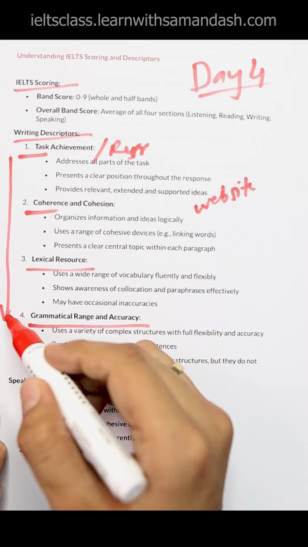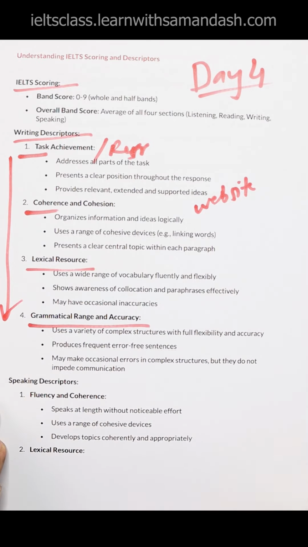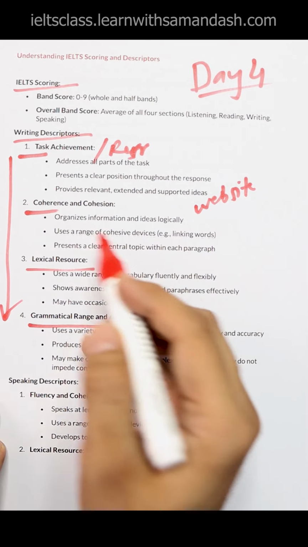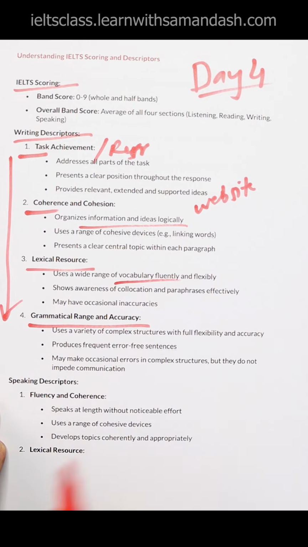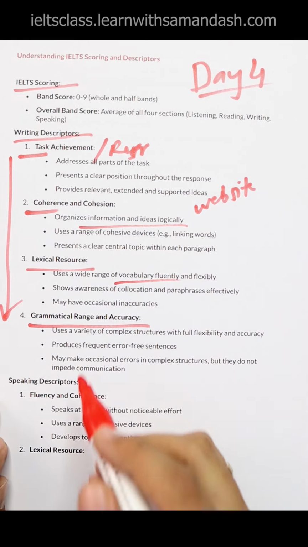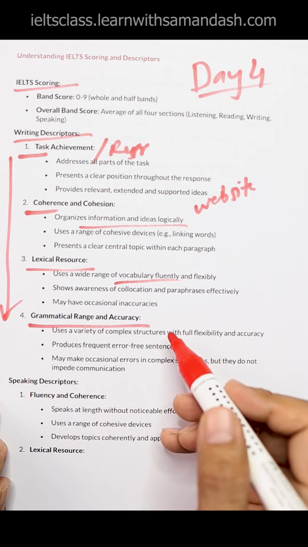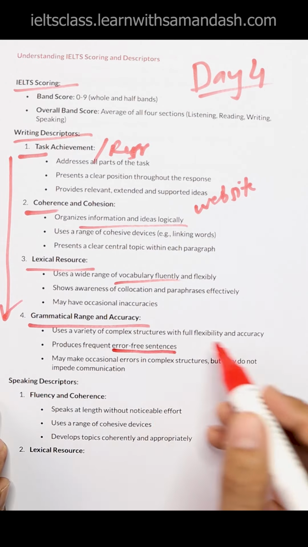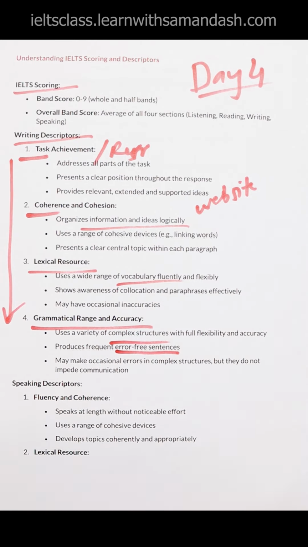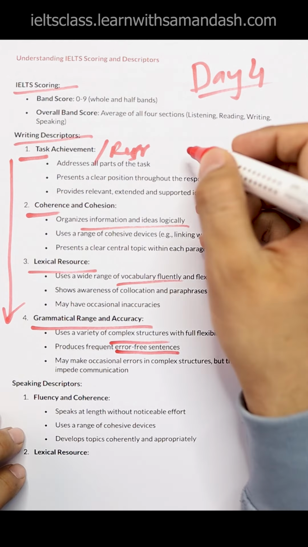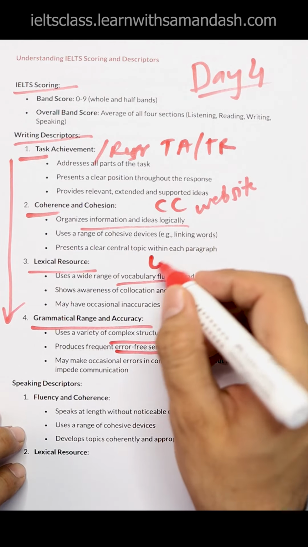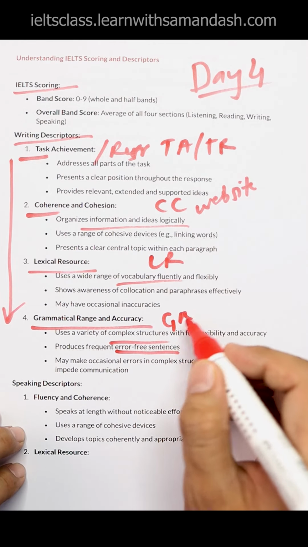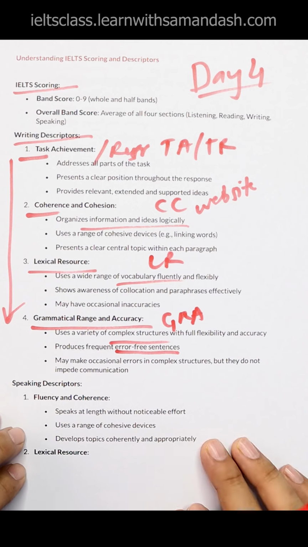have them all, and this PDF will be available to you, such as, for example, coherence and cohesion, how you organize your ideas. Lexical resources, all about how you use your vocabulary fluently and flexibly, and also grammatical range and accuracy, that means error-free sentences, good structure. Basically, this is all we have. GRA, grammatical range and accuracy. Some people call them in short, such as TA, TR, CC, LR and GRA. Very important concepts, and you should all understand them.